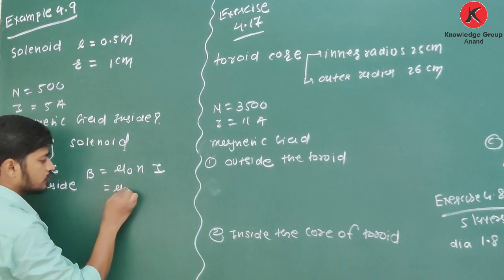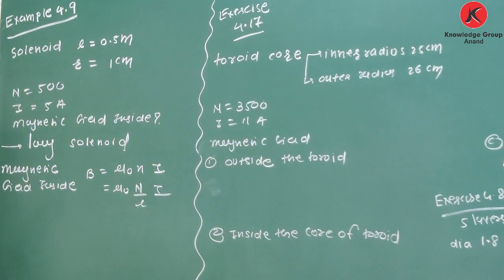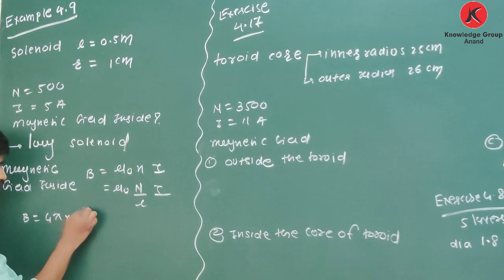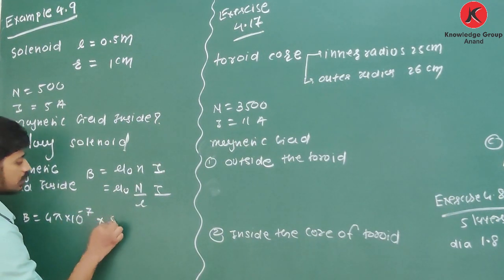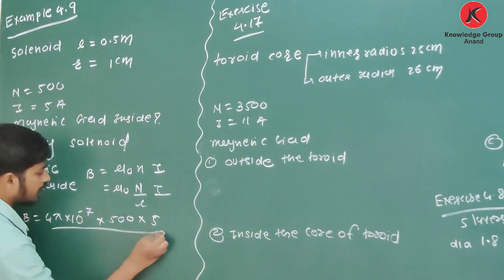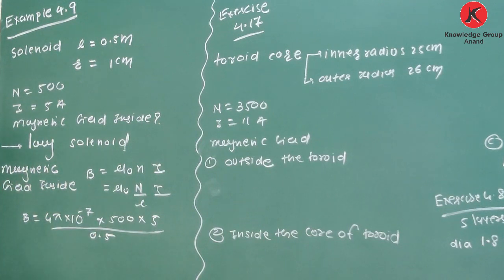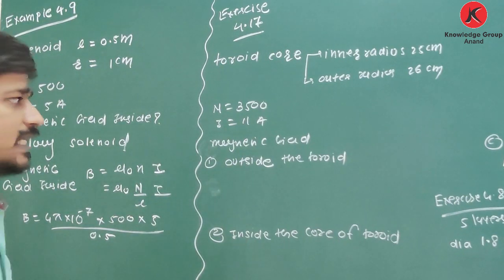Solenoid means B is equal to mu 0 N upon L. Clear about this? Do you know the value of mu 0? It is 4 pi into 10 raised to minus 7. Total number of turns is 500, current flowing is 5, and the length is 0.5. So you can easily calculate the magnetic field. Clear about this?